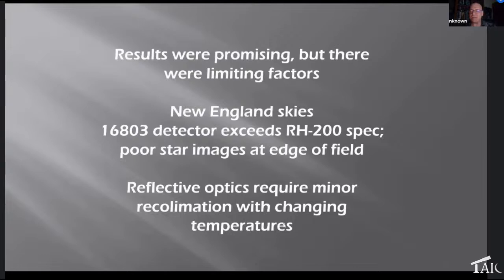As I said, H alpha will block a lot of light pollution, but not all of it. Let's see, we had a 16803 detector, and that was a little too large for the specifications of the RH200. The corner stars looked pretty bad, and there was no way to correct for it because it wasn't designed for such a large chip. Also, reflective optics require minor recollimation with changing temperatures.